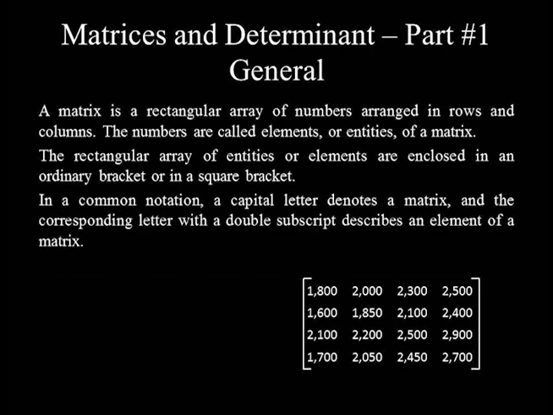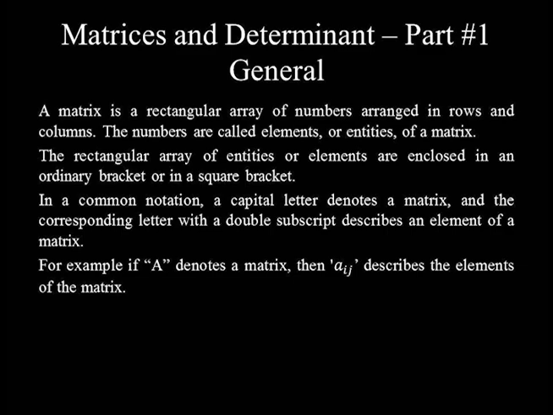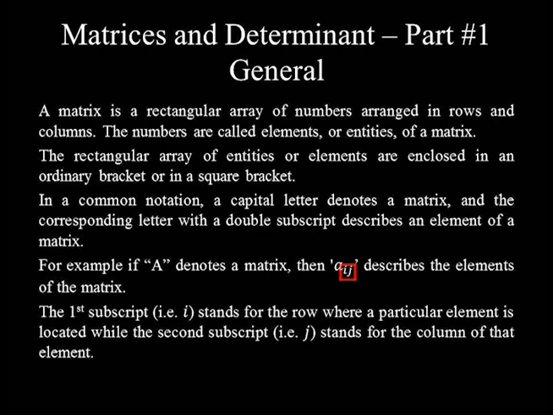In a common notation, a capital letter denotes a matrix, and the corresponding small letter with a double subscript describes an element of a matrix. For example, if capital letter A denotes a matrix, then the small letter a with the subscripts i, j describes elements of a matrix. We may ask from where these subscripts are derived or for what they stand. The first subscript, that's i, stands for the row where the particular element is located, while the second subscript, that's j, stands for the column of that element. Meaning, i is derived from the row, while j is derived from the column of a given element.